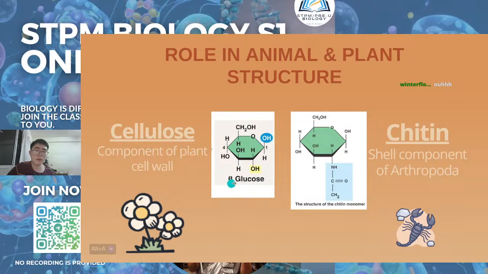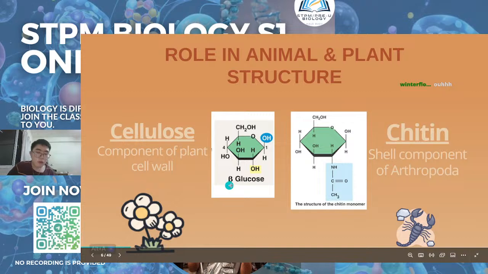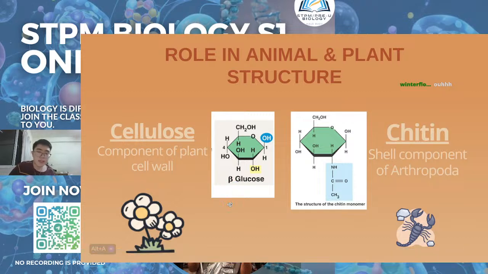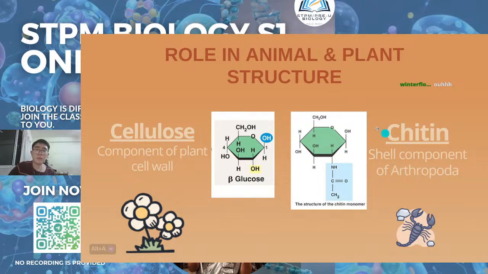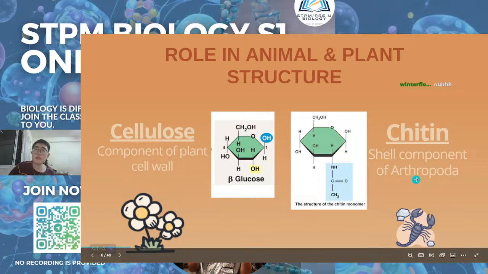So if you see beta, I think everyone knows how to differentiate alpha and beta, right? Alpha glucose is the general glucose we see, where the hydroxyl on the first carbon is at the bottom. For beta glucose, it is reversed: the hydroxyl group is at the top. This is the difference between alpha and beta. And another component is chitin. Cellulose is a component of the cell wall. Chitin is the shell component of arthropoda.